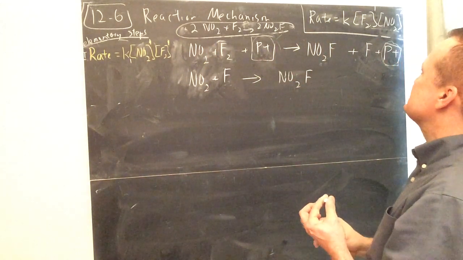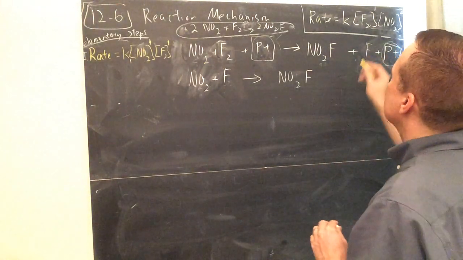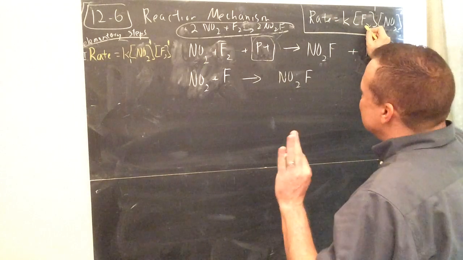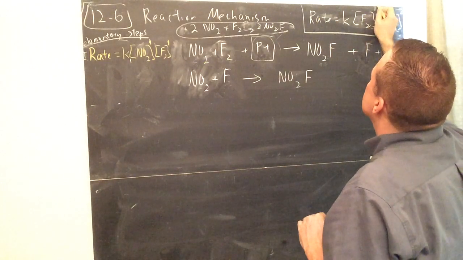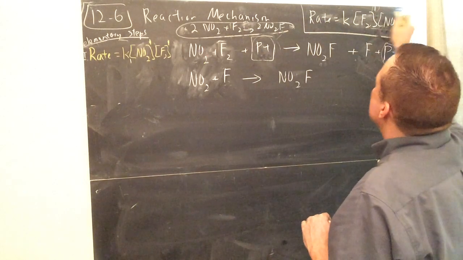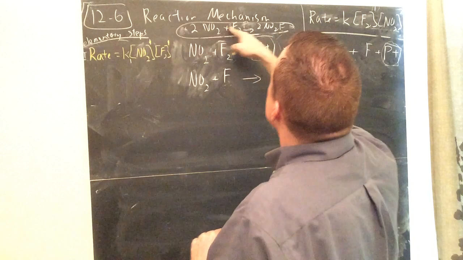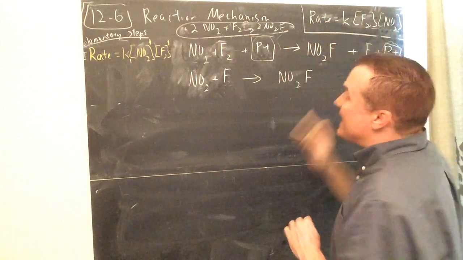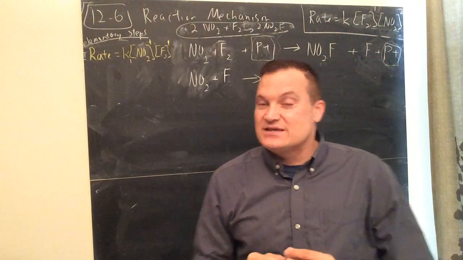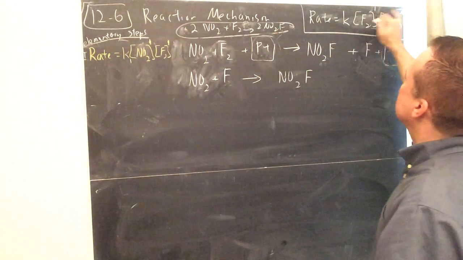Now, let me just tell you this right off, and I think I've said it before, but maybe this is the first time you've heard it. It is a coincidence. F2 is to the first power, and notice there's a 1 there, and NO2 to the second power, second order, and it's a 2 there. Well, that cannot be relied upon. That's a coincidence.